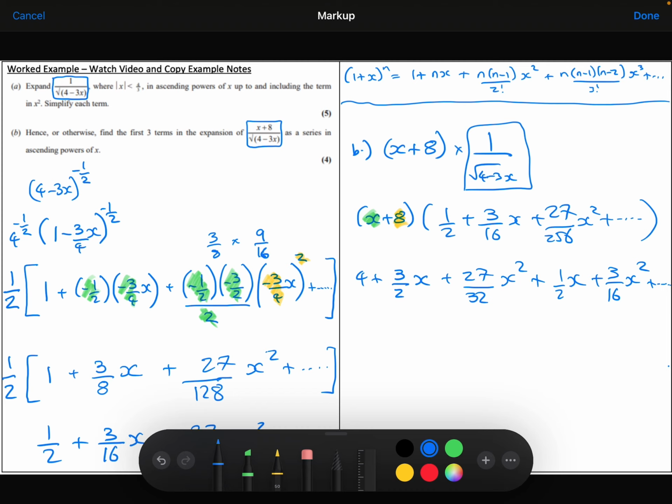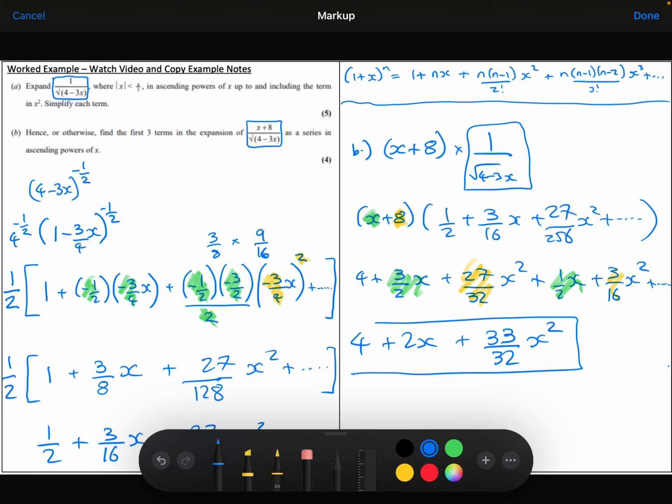All I need to do is collect up the like terms. So I've got the 4. I've got the 3 over 2x plus a half x, which is just 2x. And then I have the 27 over 32 plus 3 over 16 x squared, which gives 33 over 32 x squared. And those are the first three terms of that expansion.